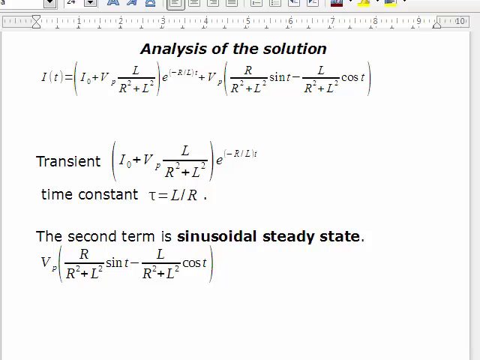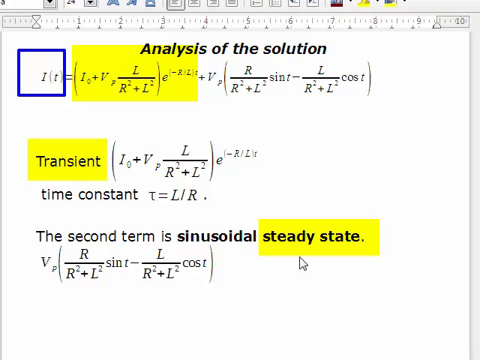So here's an analysis of the results that we got. Here's the solution right here, and we're going to have two terms again, a transient term. You can see this first term is transient. It includes this decaying exponential e to the minus R over L t. The second term is called a steady state term, but it's not the steady state term that we had in the other examples in the previous lecture. In this case, the steady state term is not a constant. It's actually a sine wave, and so it's called a sinusoidal steady state.